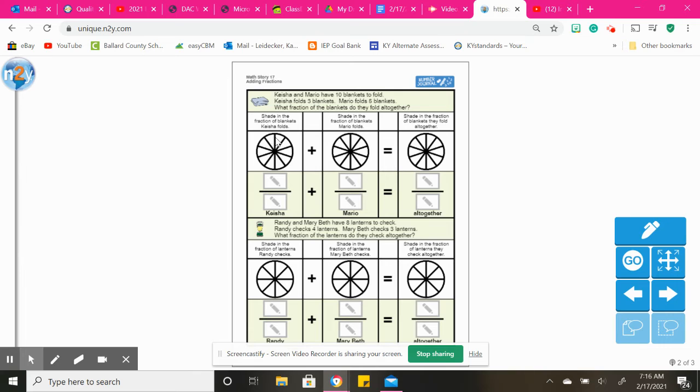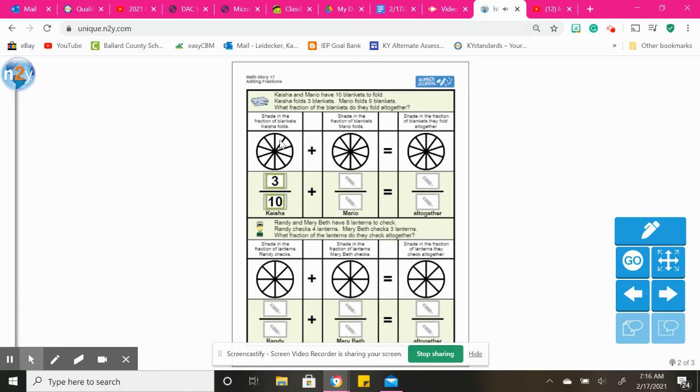So we have 10 blankets. 1, 2, 3, 4, 5, 6, 7, 8, 9, 10. So 10 blankets. It looks like we have 10 blankets here. So let's start with Keisha. It says shade in the fraction of the number of blankets Keisha folds. So Keisha folds 3. So 3 out of the 10.